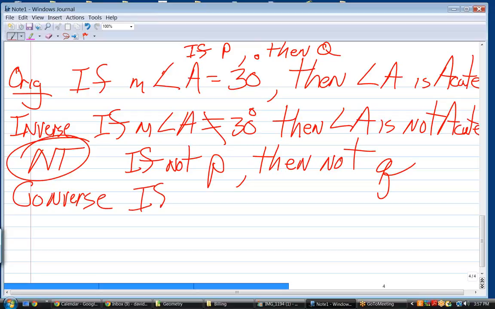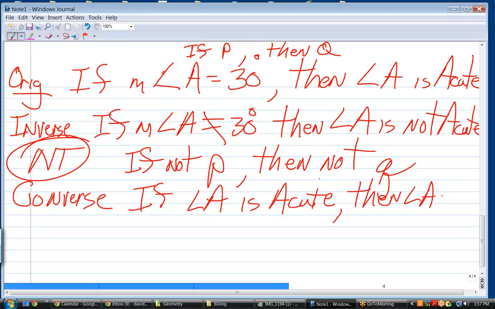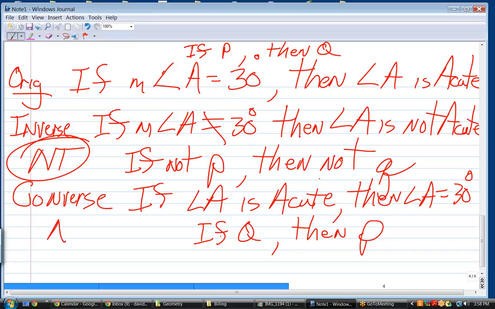And the converse would be: if angle A is acute, then angle A equals 30 degrees. In other words, this has the form if Q, then P. Is that true for this one? Not necessarily. No, not true also. And when you say not necessarily, you can just say not true.